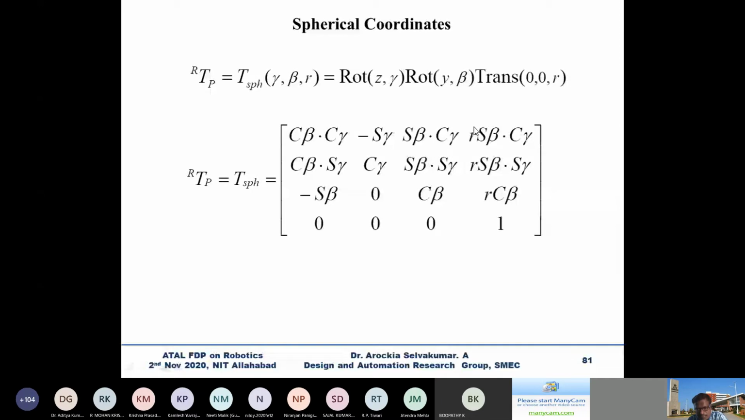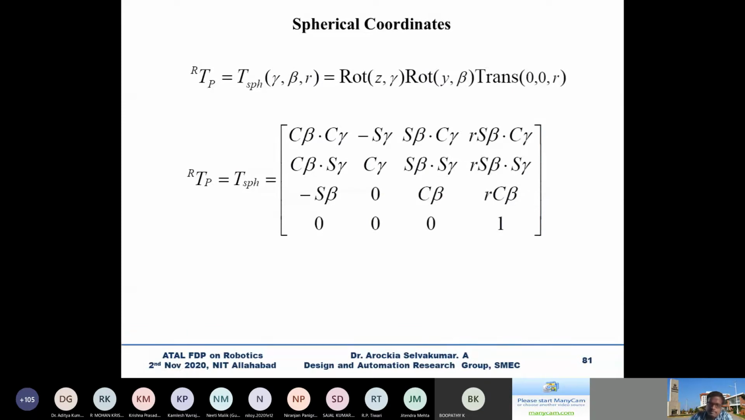That is again the final thing. This one will give these three terms: r sine beta cos gamma, r sine beta sine gamma, and r cos beta. And then these three terms are related to your px, py, and pz, that is the end effector position, based on spherical coordinates.